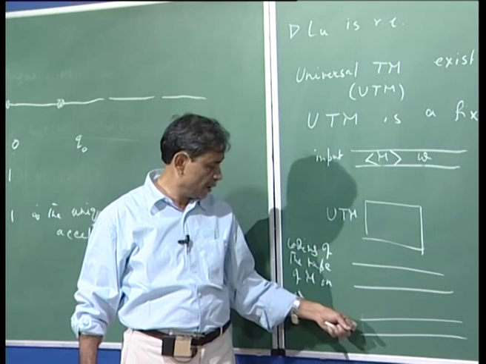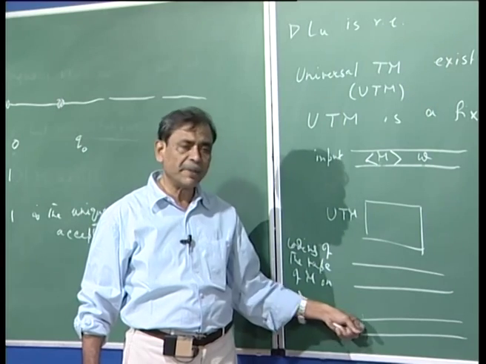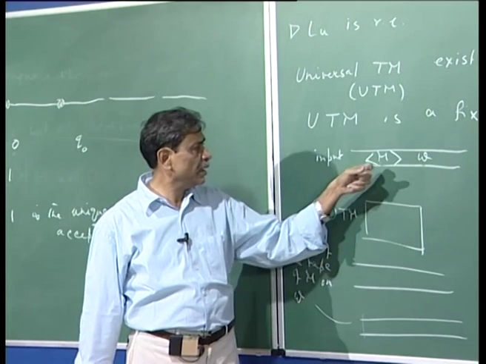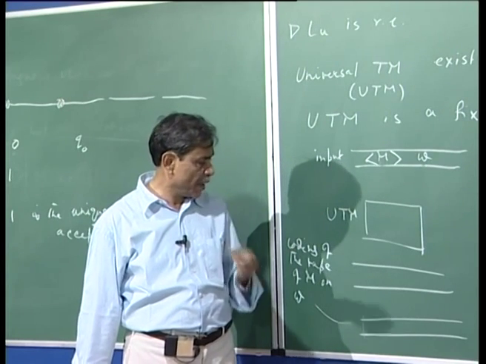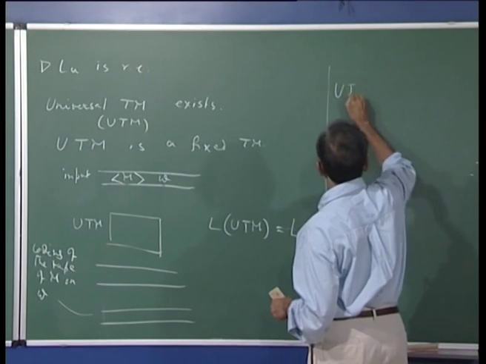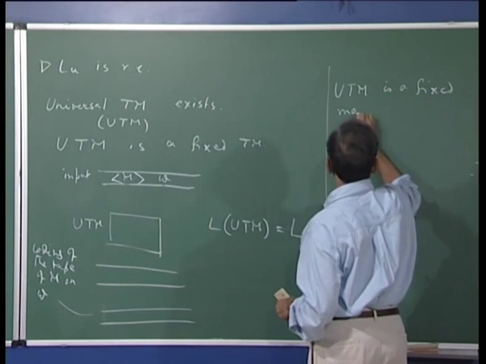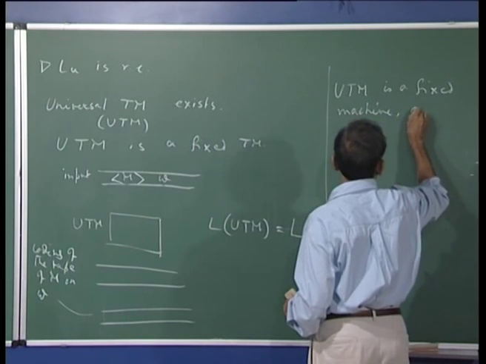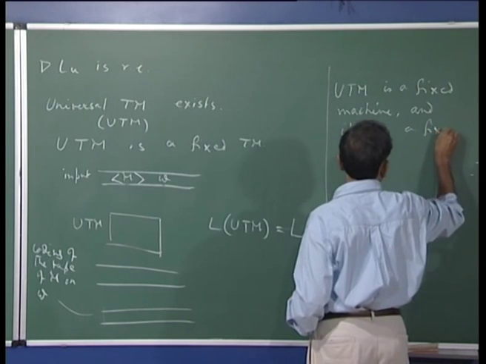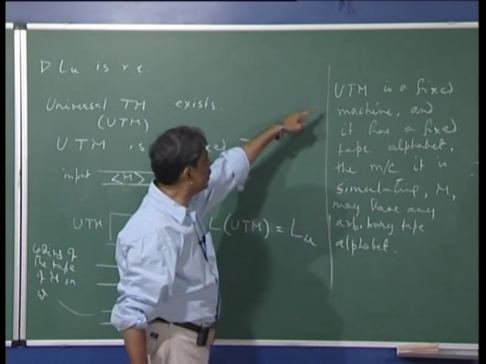and the code of that tape will be appearing here. Now, why do we not directly work with the tape as M would have seen it, or as M's tape? The reason is UTM is a fixed machine, and it has a fixed alphabet.